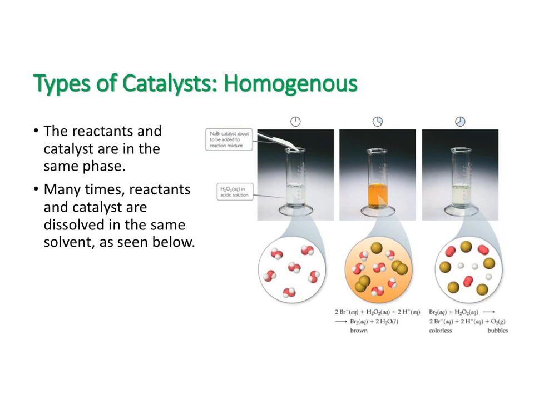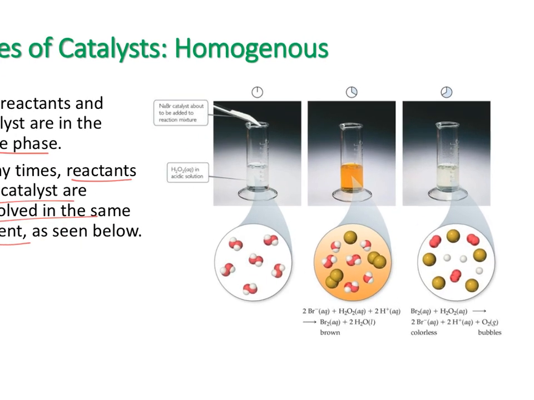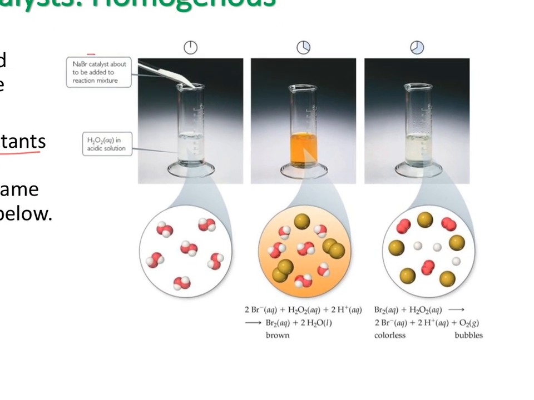So now we're going to quickly talk about some different types of catalysts. We have homogeneous catalysts. These catalysts will be in the same phase as your reaction. So many times your reactants and the catalyst will be dissolved in the same solvent. And you can see here we have a NaBr catalyst that's going to be added to the reaction mixture. We have aqueous hydrogen peroxide in acidic solution. So we add the catalyst, and then what you end up having is the reaction occurring, and you can see that by the bubbles forming.